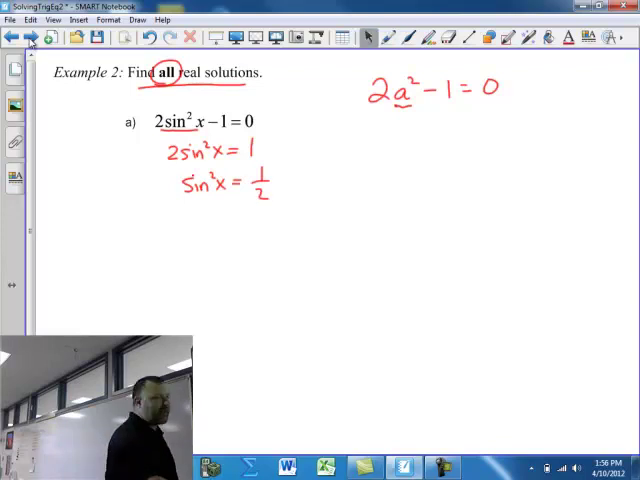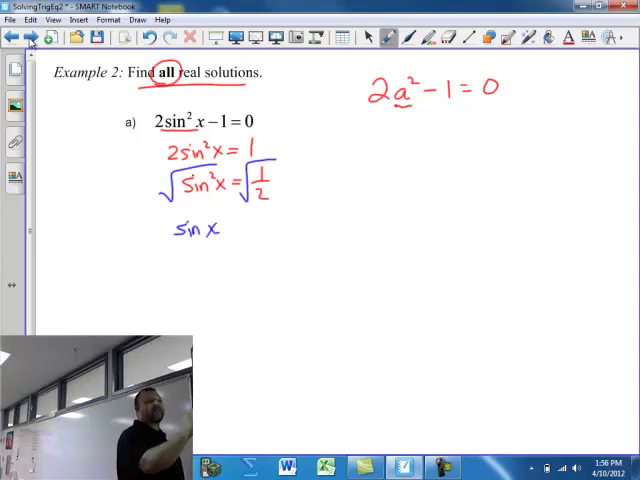Okay, how do I get rid of a squared? We square root both sides. This is where you cannot forget about the plus or minus. Sine of x is going to equal plus or minus the square root of 1 half. Well, isn't that the square root of 1 over the square root of 2?